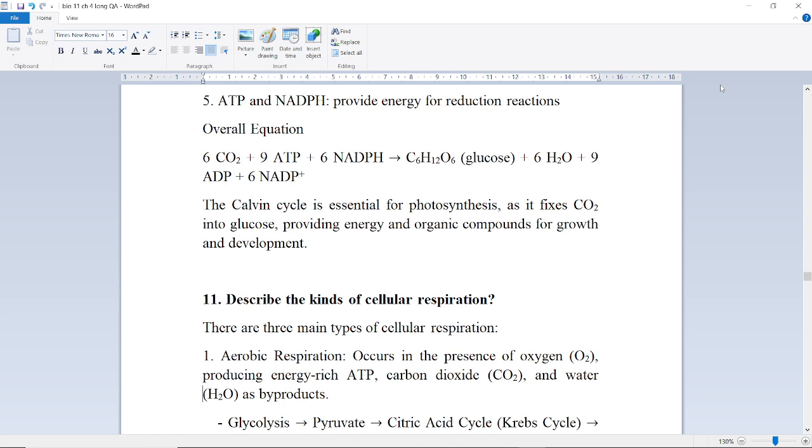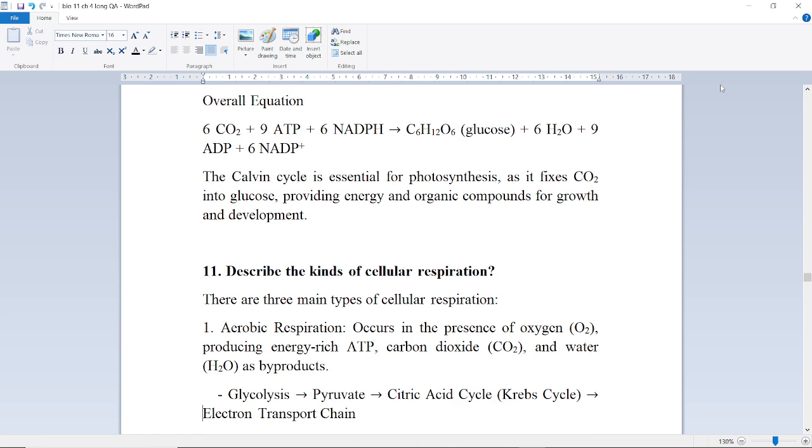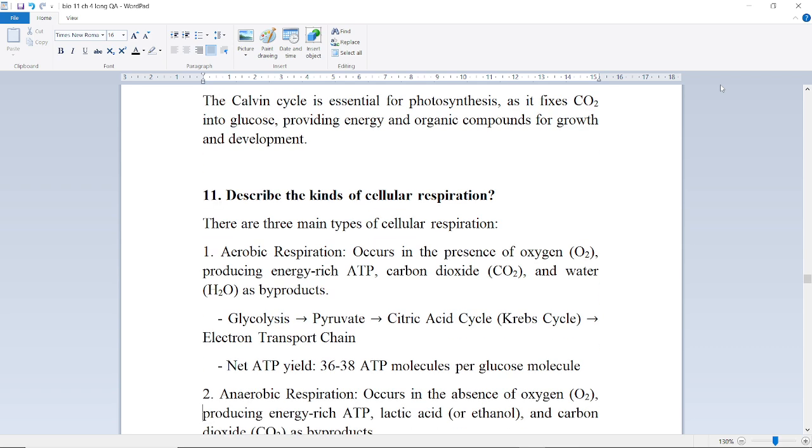Overall equation: 6 CO2 plus 9 ATP plus 6 NADPH gives us C6H12O6 glucose plus 6 H2O plus 9 ADP plus 6 NADP+. The Calvin cycle is essential for photosynthesis as it fixes carbon dioxide into glucose, providing energy and organic compounds for growth and development.